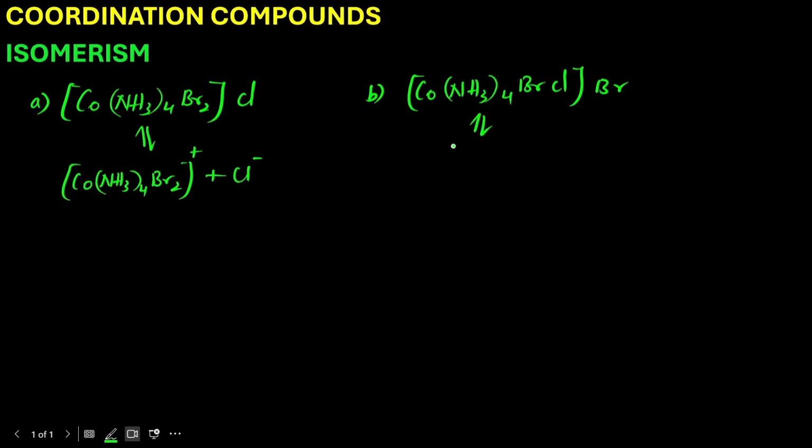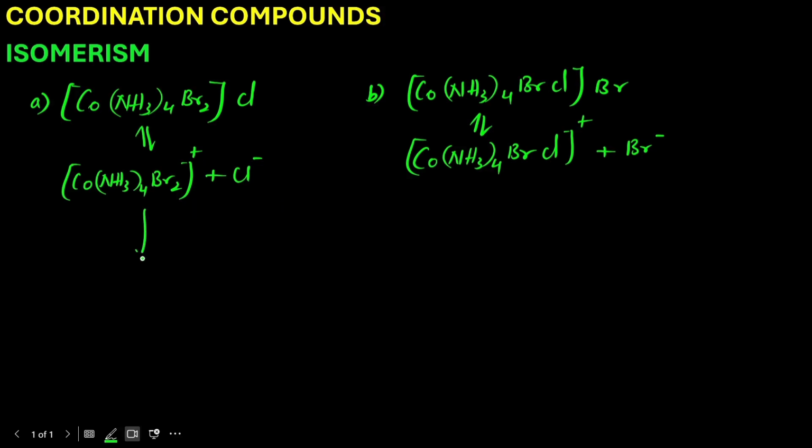Here also ions are produced in the solution, that is [Co(NH3)4BrCl]+ and Br-. These are the ions produced in the solutions.